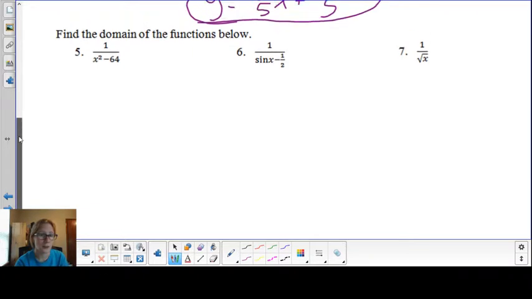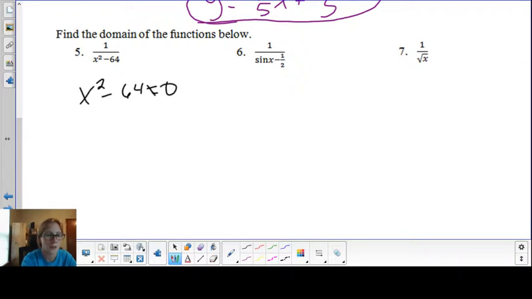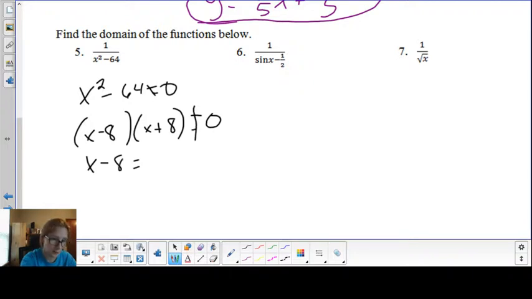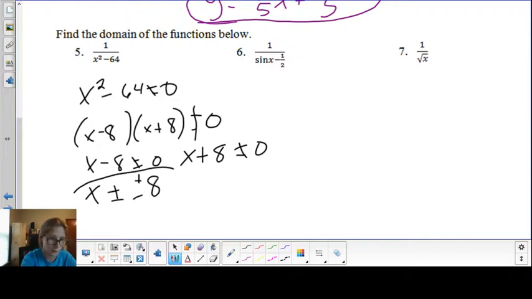Finding the domain. So we do not want these equal to 0. So I want x squared minus 64 to not be equal to 0. So I can factor that, because 64 is a perfect square. Gives me 8 and negative 8. So x minus 8 cannot be equal to 0, and x plus 8 cannot be equal to 0. So x cannot be equal to plus or minus 8.